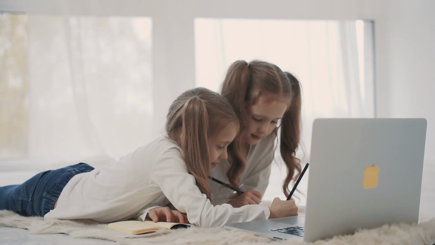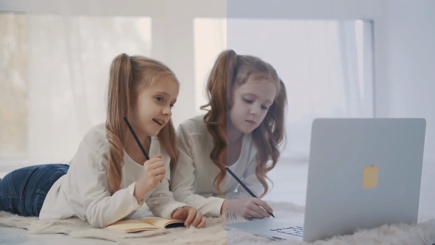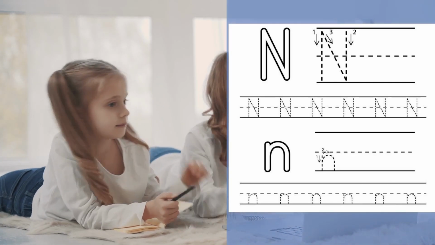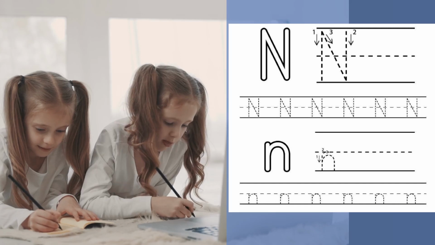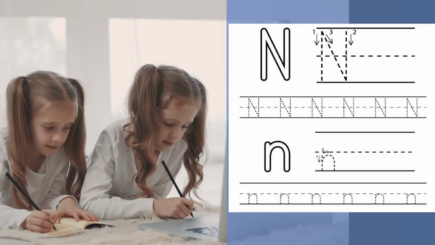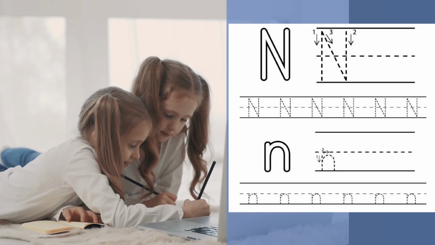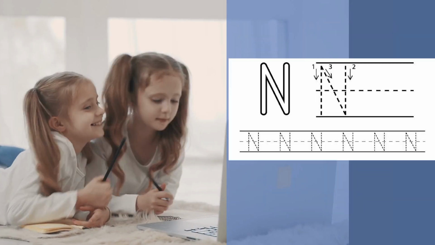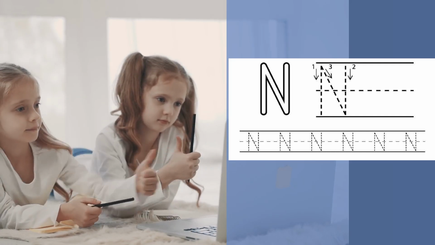But before we begin, make sure you have your crayons, markers, or pencils ready, as we're going to have some hands-on fun. Let's start with the letter N. It looks like this in capital, a big N. And in small letter, it's a little n. To write the capital letter N, follow these simple steps.